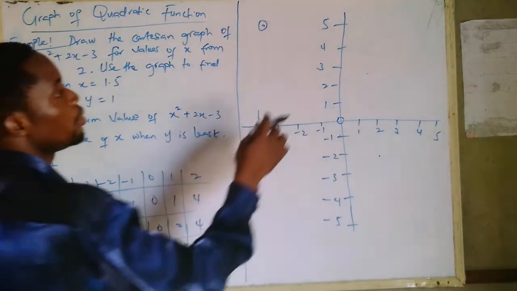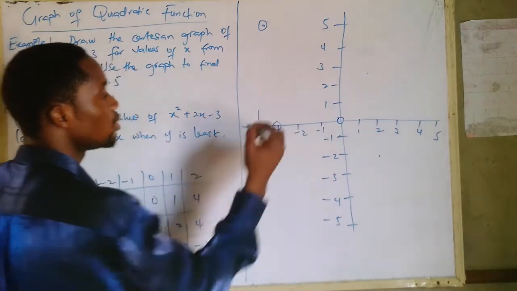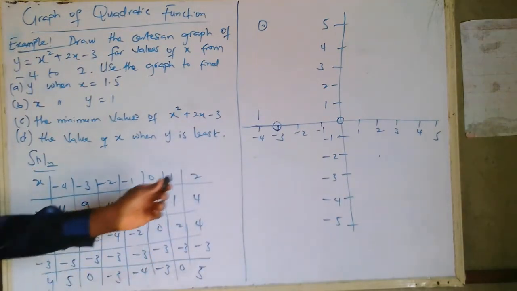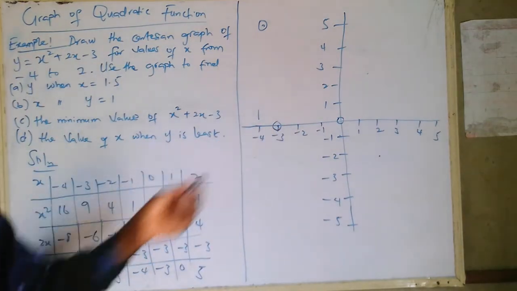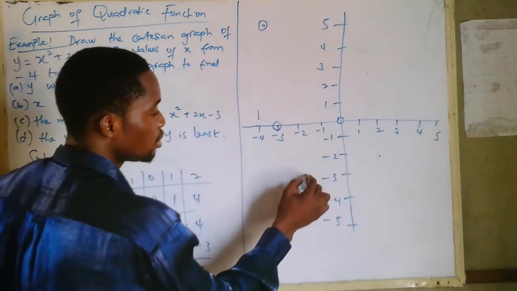Minus 3 to 0. Minus 3. This minus 3, my x to 0 will be on this line. Okay? My x is minus 3, which is this. 0 is going to be on this line. Okay? Minus 2 to minus 3. Minus 2 to minus 3 is this point.